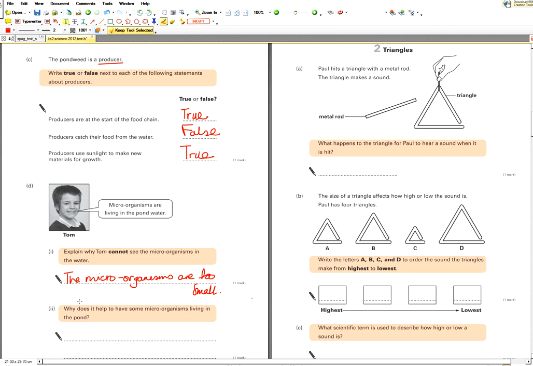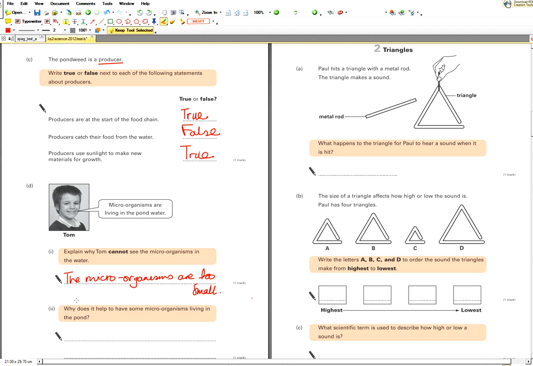Part 2 now. Why does it help to have some microorganisms living in the pond? What is the purpose of them being there? For eating is close. It's to do with their type of eating. Eating all the dirt, okay, it's close. What do they do with all the waste that's in the water?